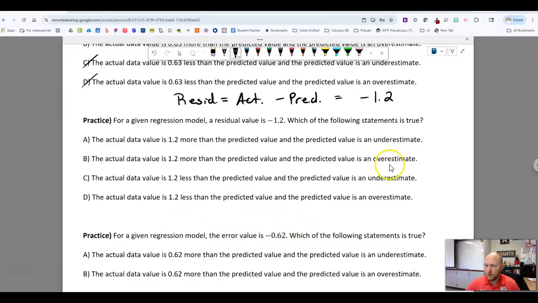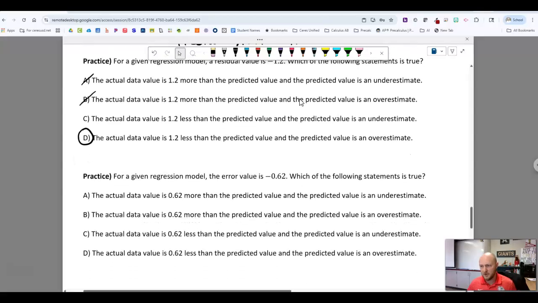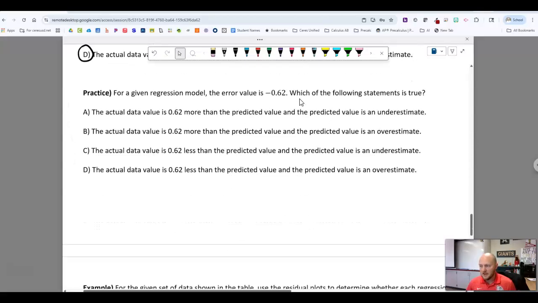All right, hopefully you got this one. If your residual is negative 1.2, that means that your actual value is less than your predicted because you're getting a negative quantity. So we're going to throw out A and B, and if this happens, that means your prediction was 1.2 bigger, so you overestimated. The ideal would be 0. If we could perfectly and accurately predict, that's the ideal, right? So here we overestimated.